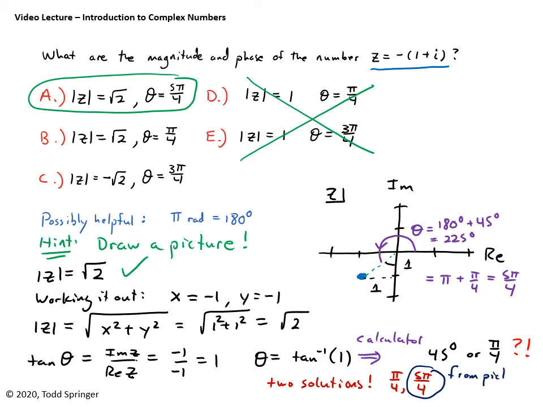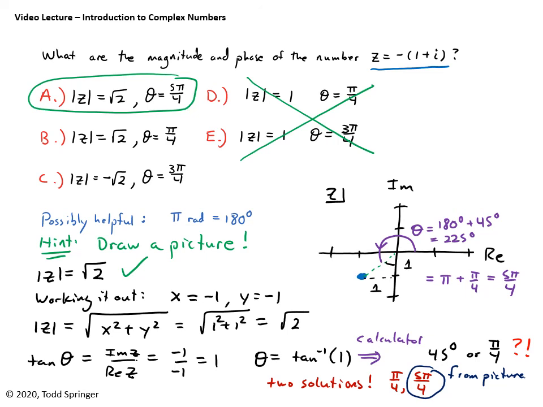And that's why I'm telling you, you have to draw the picture and you have to think about it. If you just trust your calculator blindly, you would end up with pi over 4 and you get the wrong answer. So always, always, always draw a picture, especially when you're dealing with inverse trig functions. You have to think about which solution you need, the one in the first quadrant in this case, or the one in the third quadrant. And of course, from the picture, it's clear it has to be the one in the third quadrant. So that's really, really tricky.